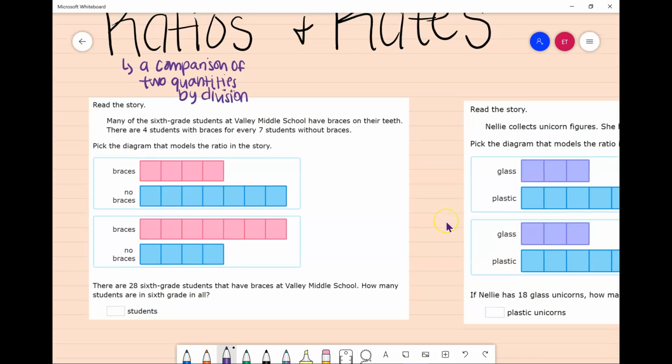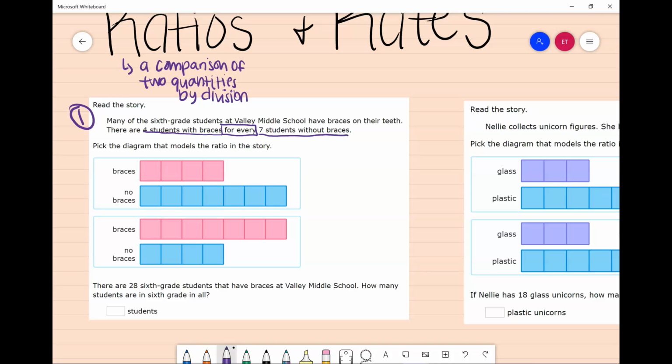Okay, so let's look at our first problem. It says, read the story. Many of the 6th grade students at the Valley Middle School have braces on their teeth. There are 4 students with braces for every 7 students without braces. Pick the diagram that models the ratio in the story. So we are comparing 2 different quantities. We're comparing the amount of kids who have braces for every kid or student without braces.